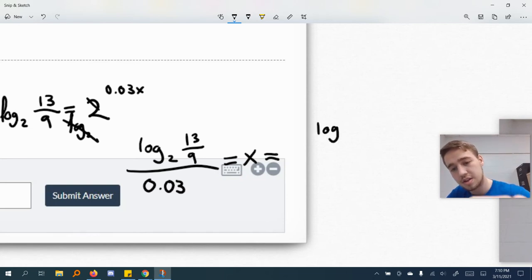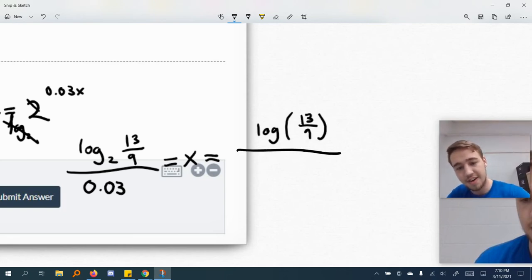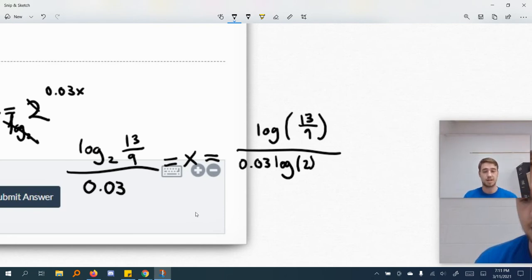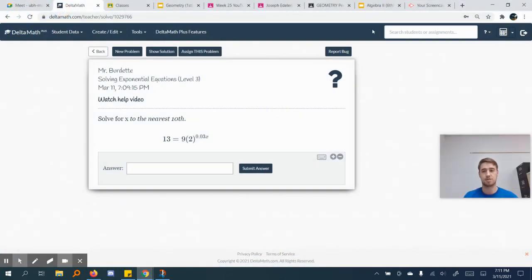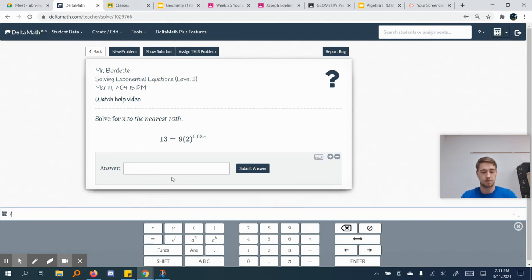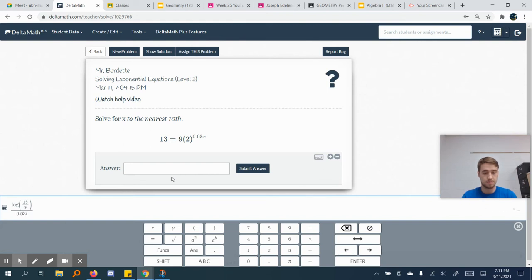log of, this is where you got to make sure you're using parentheses well, 13/9 divided by 0.03 log of 2. And that's equal to x. Log 13/9 divided by 0.03 log 2. 17.68. Nearest tenth is going to be 17.7.